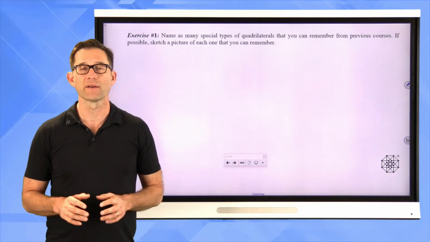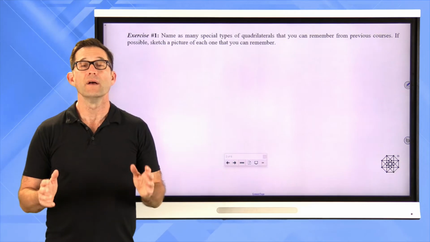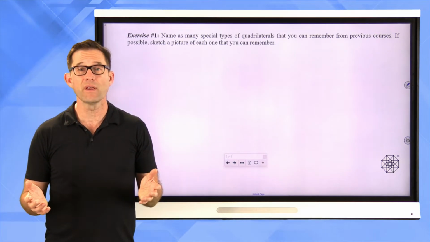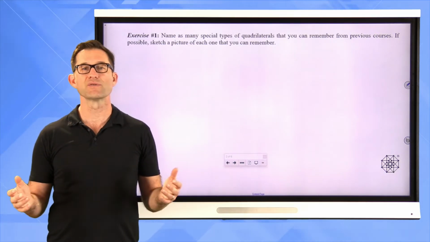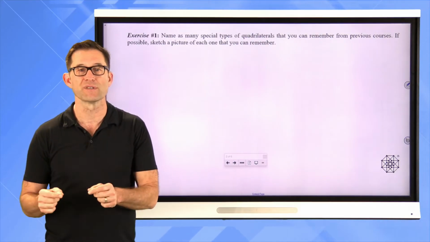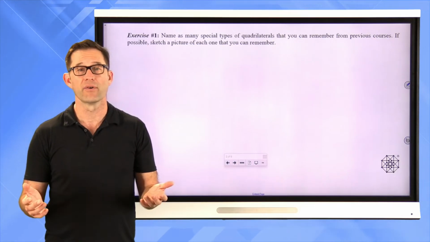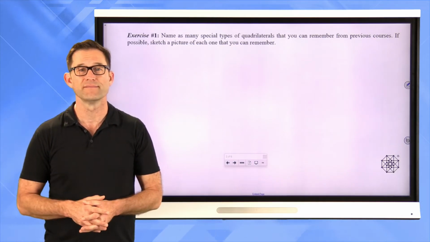So let's take a look at exercise number 1. Name as many special types of quadrilaterals that you can remember from previous courses. If possible, sketch a picture of each that you can remember. So what I'd like you to do is pause the video now and sketch pictures of different types of special four-sided figures that you can remember, as many as you can, and try to write down their names. Take a little bit to do that now.